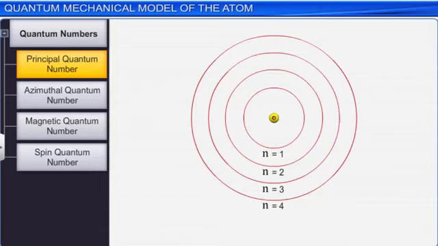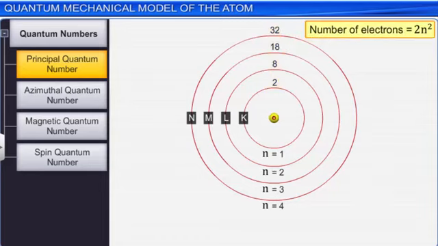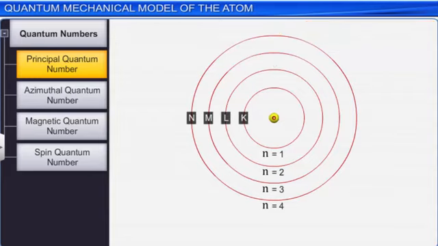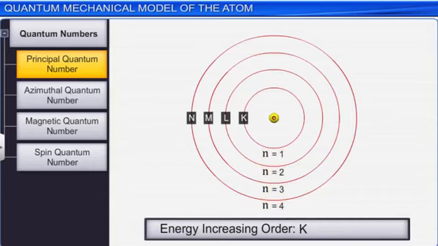Shells are denoted by the capital letters K, L, M, N, and so on for the values of n equal to 1, 2, 3, 4, and so on respectively. The number of electrons in a shell is given by 2n square. Therefore, for n equal to 1, there will be 2 electrons in the K shell, and for n equal to 2, there will be 8 electrons in the L shell. The number of electrons in M and N shells will be 18 and 32 respectively. As the energy increases with the increase in n, the energies of the various shells follow the sequence K < L < M < N < and so on.